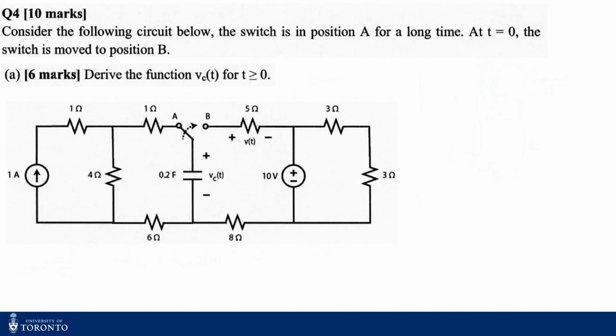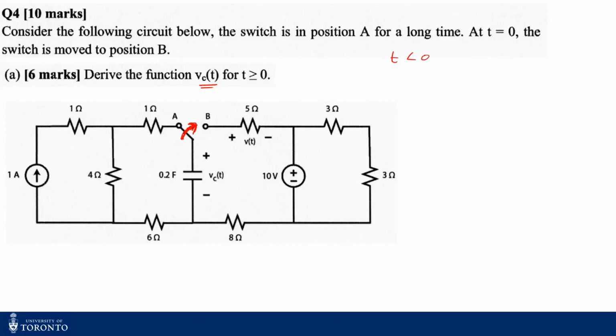Now here we see a transient circuit. At time 0, the switch was switched from position A to B. At t less than 0, the switch was at position A. At t equal to 0, the switch flipped to position B. I have to find the voltage function for t greater than 0, which is the voltage across the capacitor. For t less than 0, that means from infinity to 0, I assume my capacitor was fully charged, so it was an open circuit.